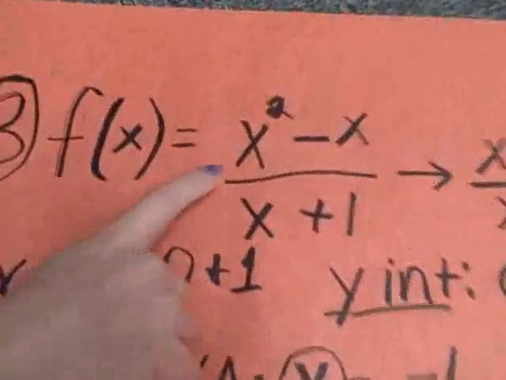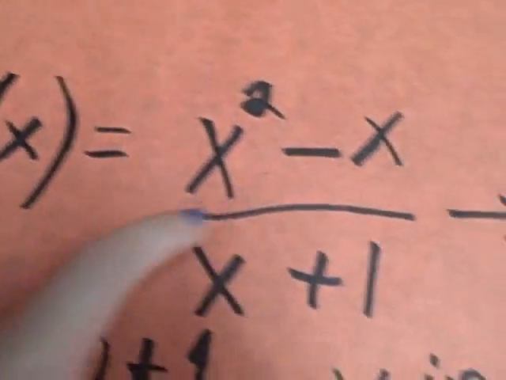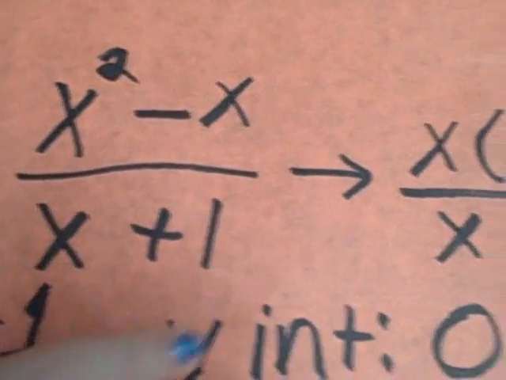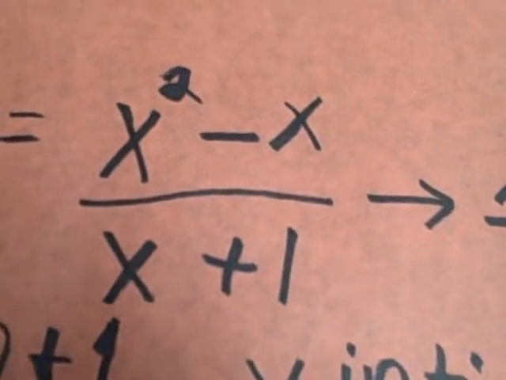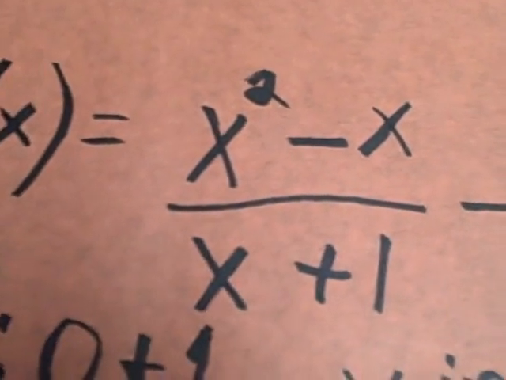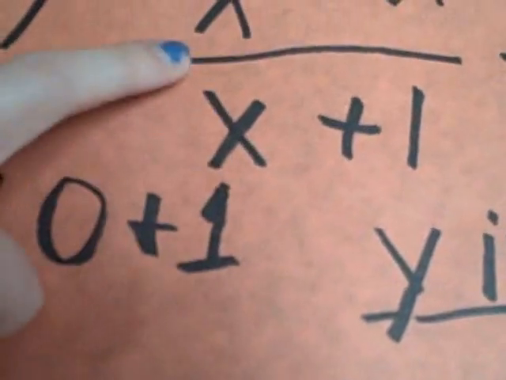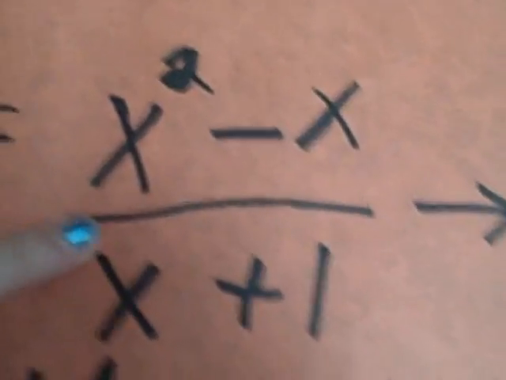Okay, so the equation is f of x equals x squared minus x over x plus 1. Your x-intercept is how does f of x equal 0? If you put in 0 and 1, you're going to get this whole equation to equal 0, so that makes sense that those are your x-intercepts. Your y-intercept is you put 0 in for x. When you put 0 in for x in this equation, you come out with 0.